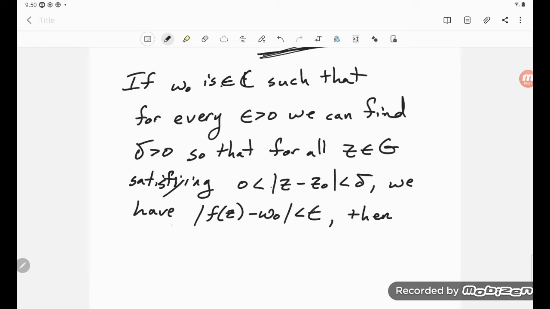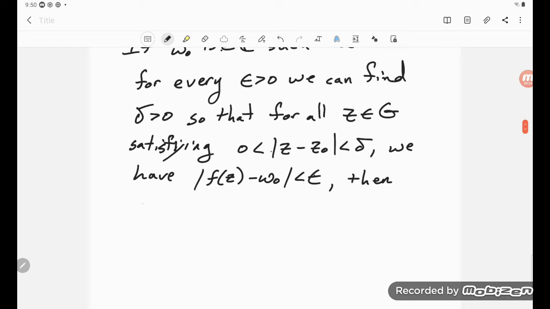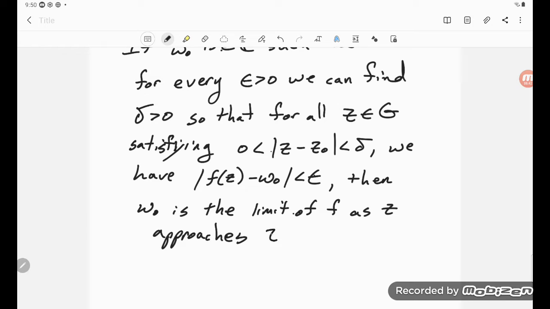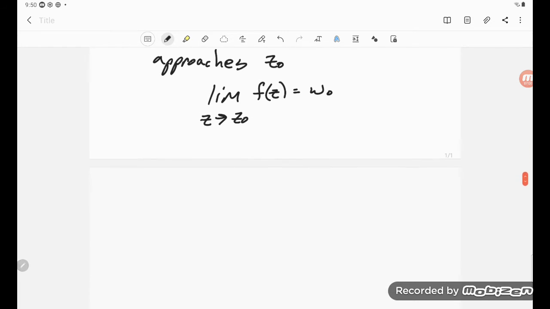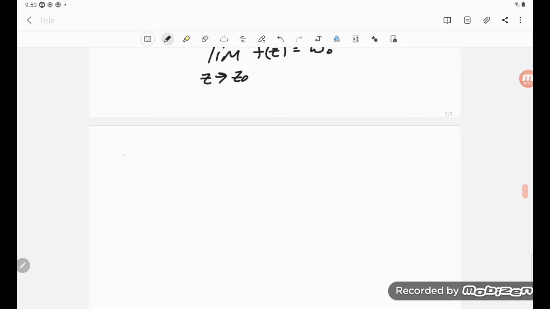Then w naught is the limit of f as z approaches z naught. And so we would write something like the limit as z goes to z naught of f of z is equal to w naught. Okay, so that definition, it's a game.